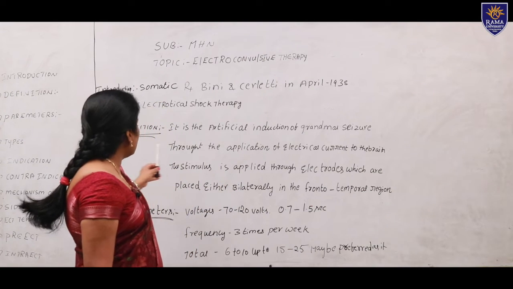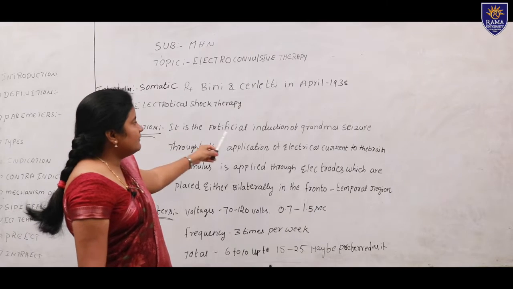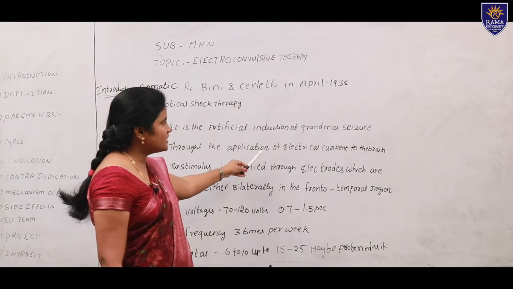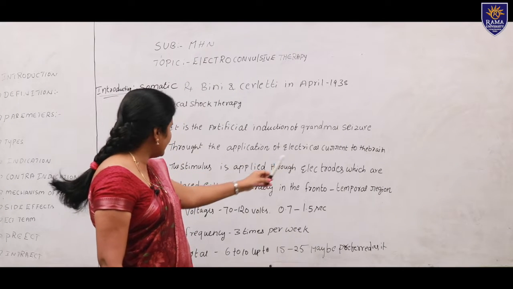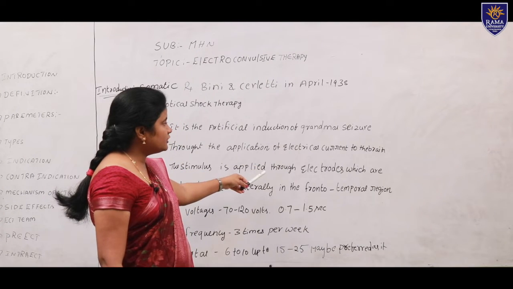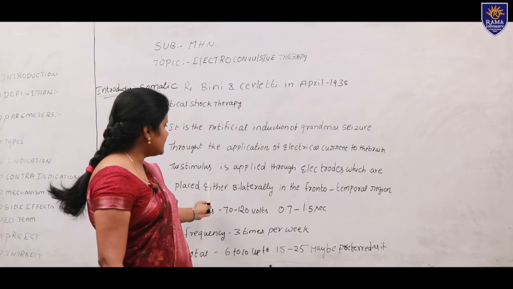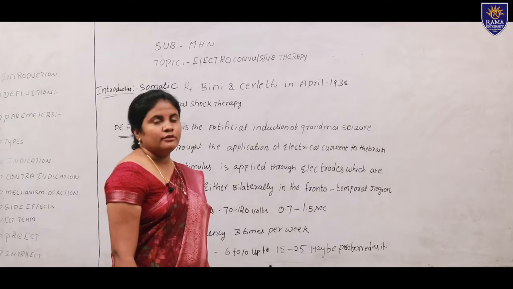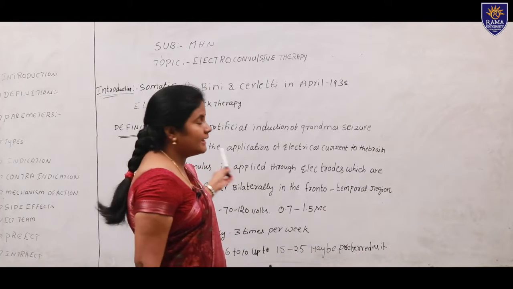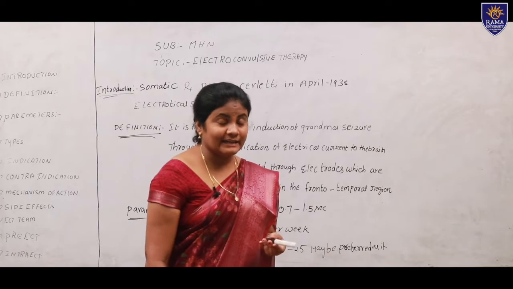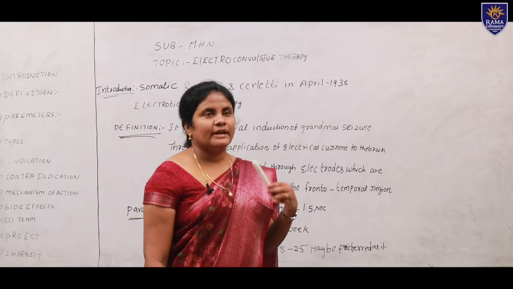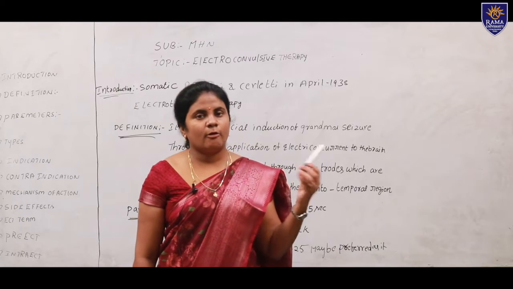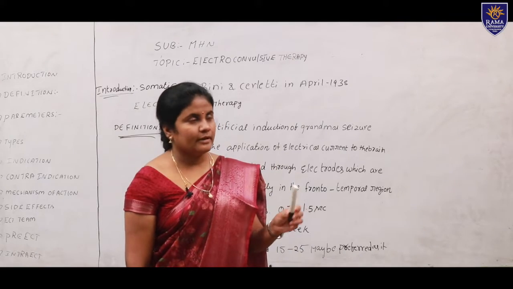Coming to the definition, it is the artificial induction of grand mal seizure through the application of electrical current through the brain. The stimulation is applied through electrodes which are placed bilaterally in the frontotemporal region. We apply the electrical current through the brain so that grand mal seizures are produced. That type of therapy we call electroconvulsive therapy.